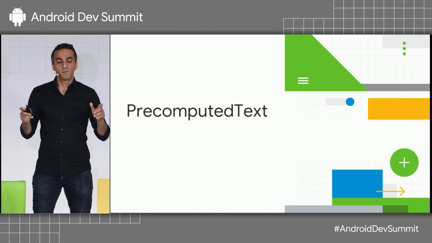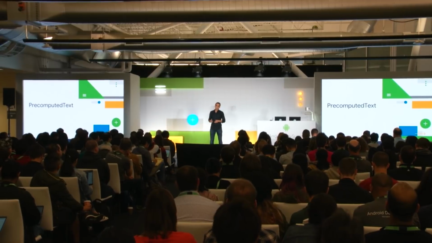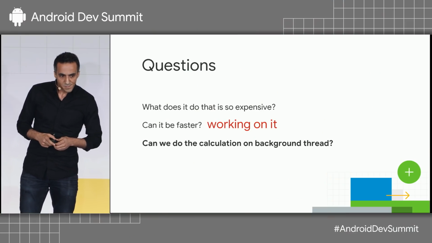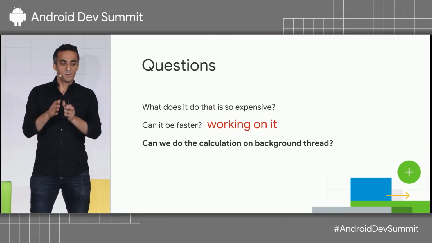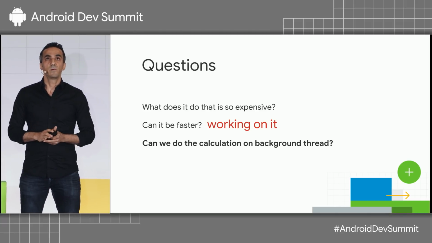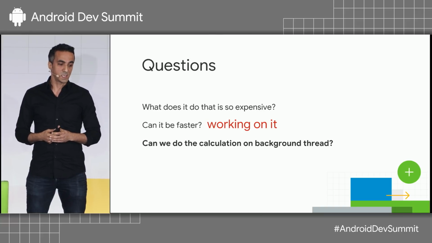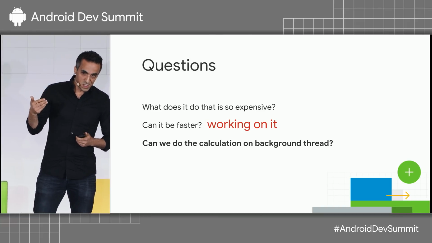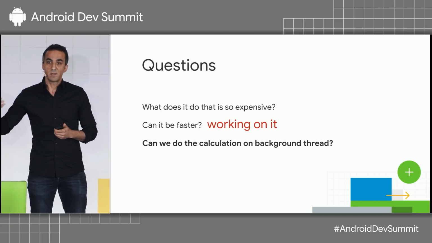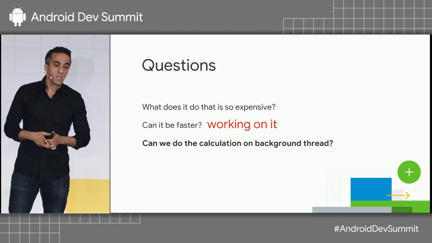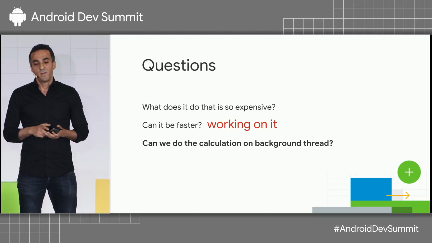I would like to describe what PrecomputedText does and how it works. But before that, I would like to talk about what kind of things we went through while implementing PrecomputedText. We were asking ourselves questions like, why is text measurement so expensive? And can we make it faster?